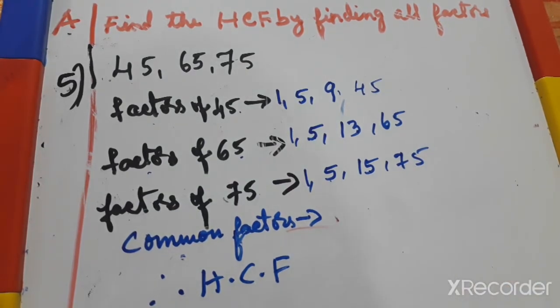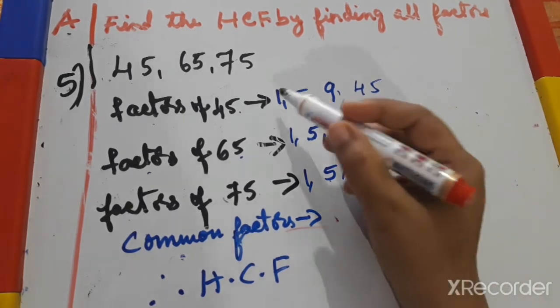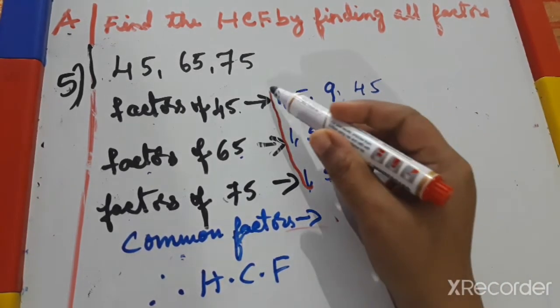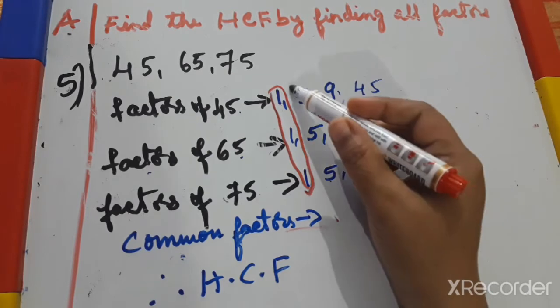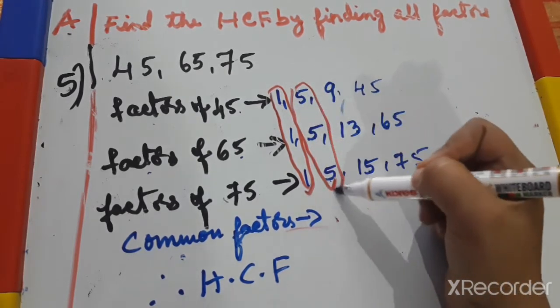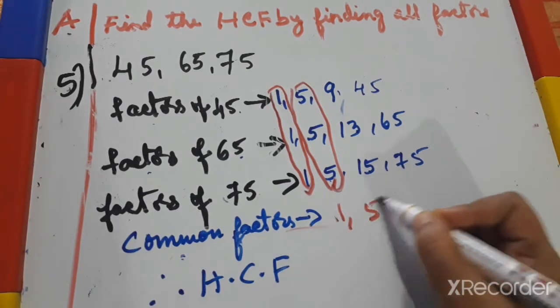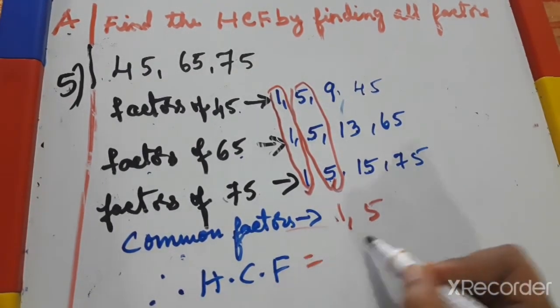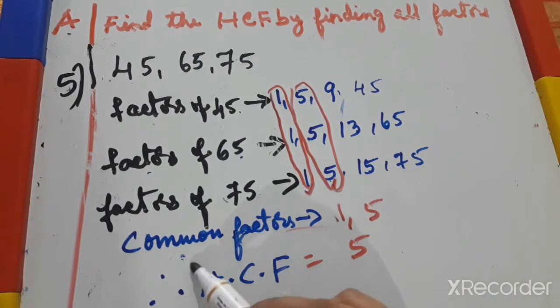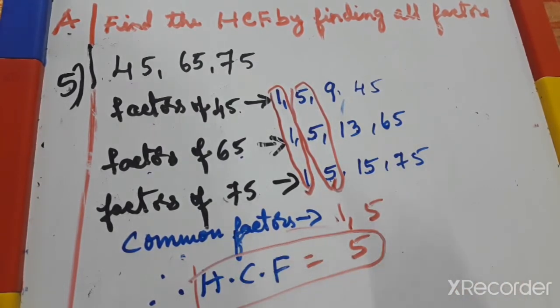Any common factor in here? Any common numbers? Yes, in all three, 1 is common and 5 is common. Any other common numbers? No. Common factors are 1 and 5. Therefore, HCF is 5. HCF is 5.